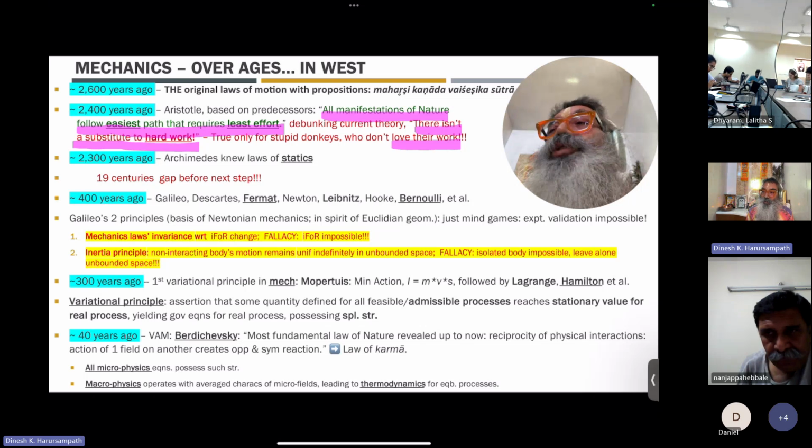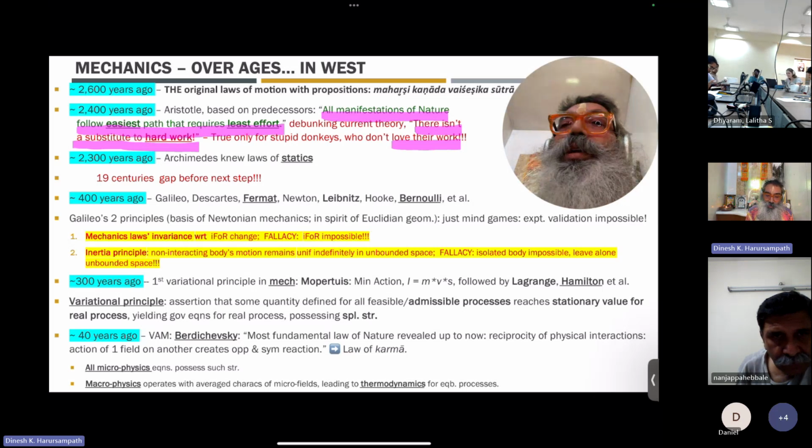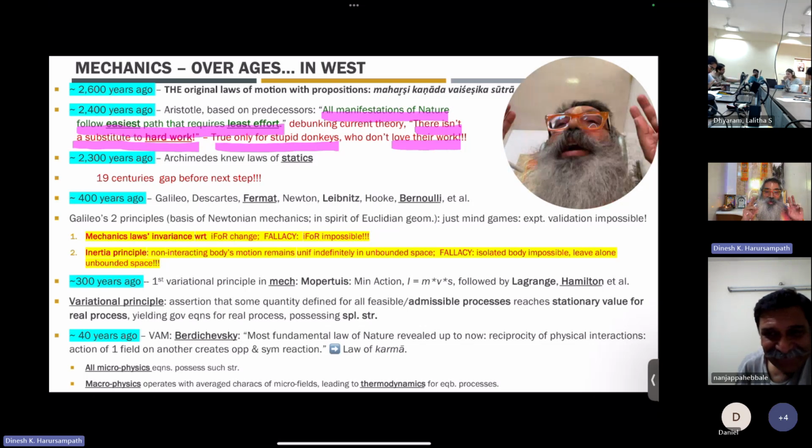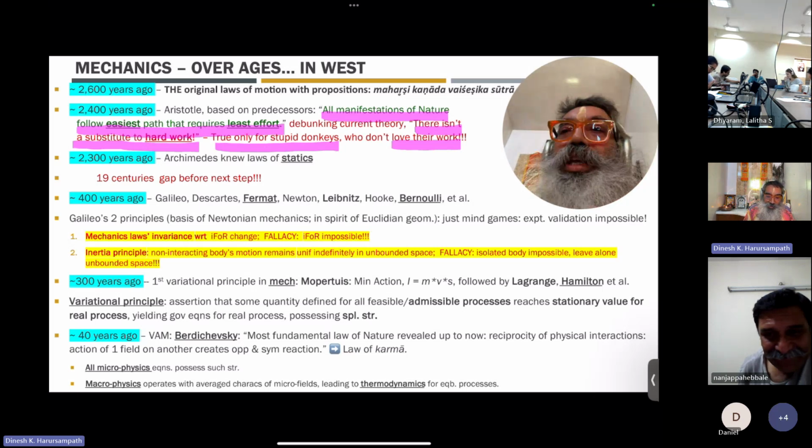To put it in very strong words, I often tell my students that the saying that there's no substitute for hard work is true only for stupid donkeys. Because donkeys don't like their work and therefore do what is called hard work. Because if you love your work, you become so efficient at your work because you build your capabilities towards doing that work.